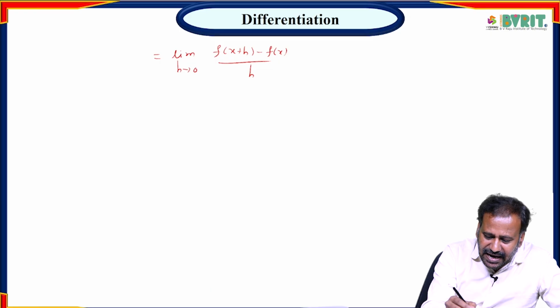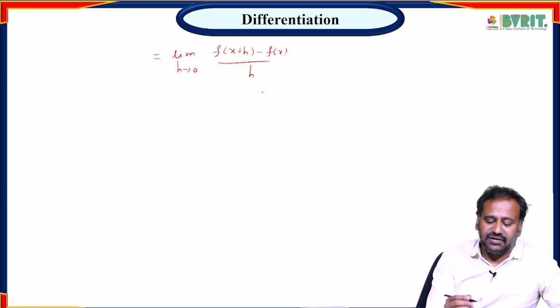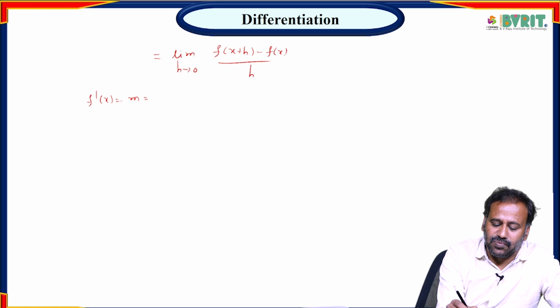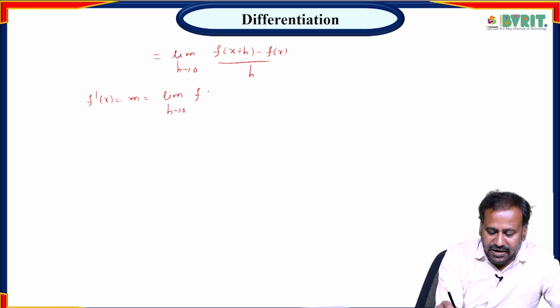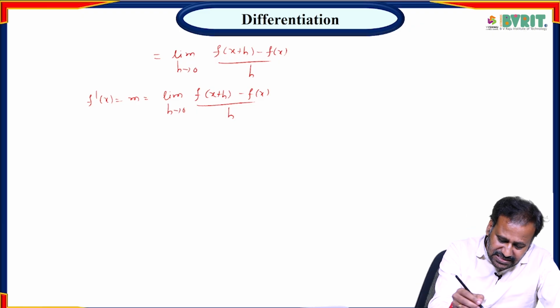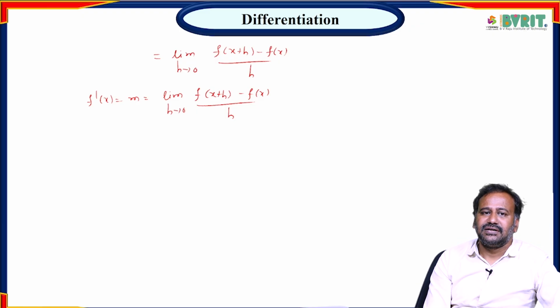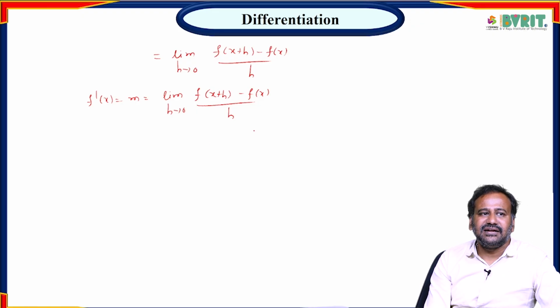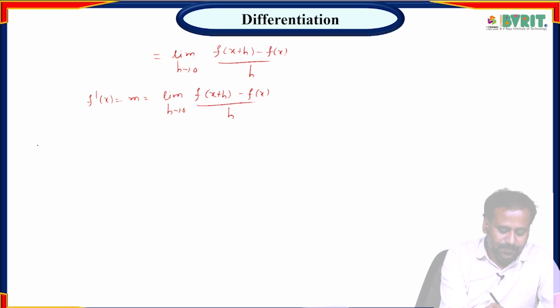Now this is the actual definition of derivative. Generally we call it f dash of x, or we can say slope also: limit h tends to 0 of f of x plus h minus f of x divided by h. Now with this limit definition of derivative, let me calculate the differentiation of x square.